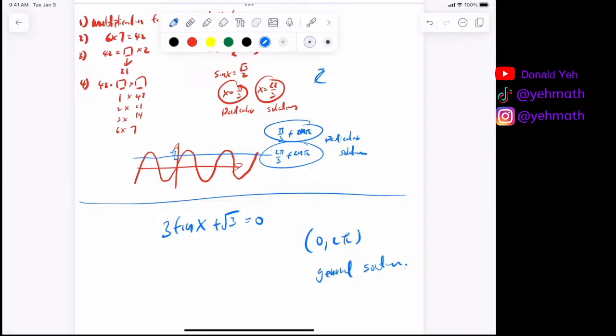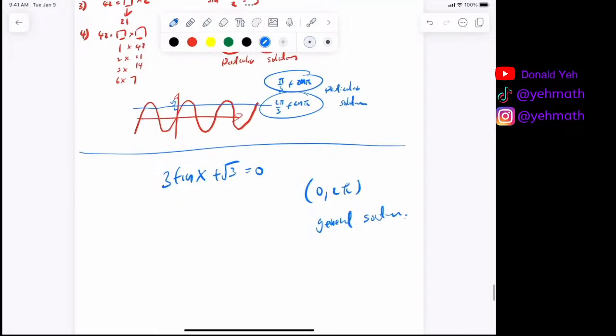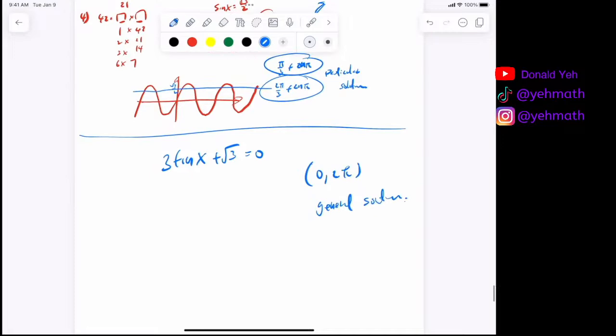Your teacher told you why it is M pi? Because the period for tangent is what? Pi. So be careful, because the period for tangent is pi. So tangent of x is equal to negative square root 3 over 3. Now, for me to figure out what negative square root 3 over 3 is, I'll figure out what happened here.